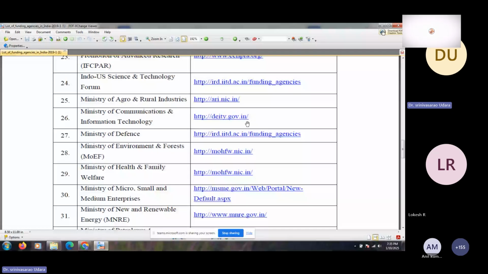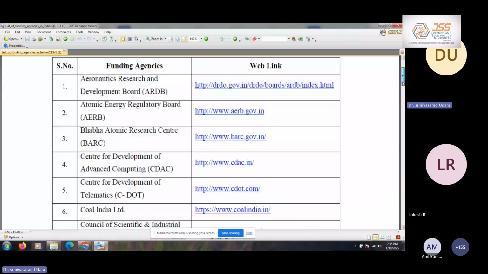Even the Ministry of Communication and Information Technology used to provide very good funding related to societal application technology. So these are the different types of funding agencies, and with their website links also. So in your free time, better you go through all these links.